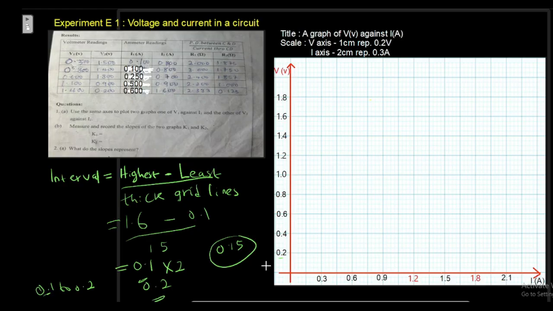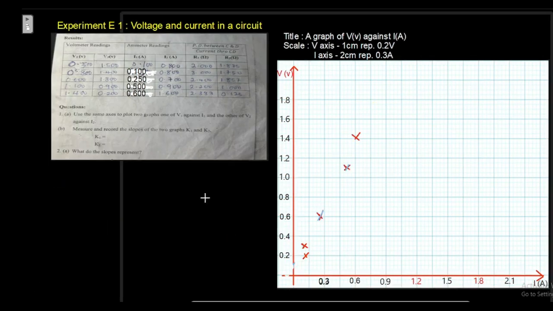Now, that's how we arrive at the scale for the horizontal. You can see we have two boxes being 2 cm to 0.3 amps. So the next step will be to plot our points. You can see here I've already plotted the points, but there's one thing you need to know. To plot your points, you need to know the value of each thick and each thin line on your horizontal and on your vertical.